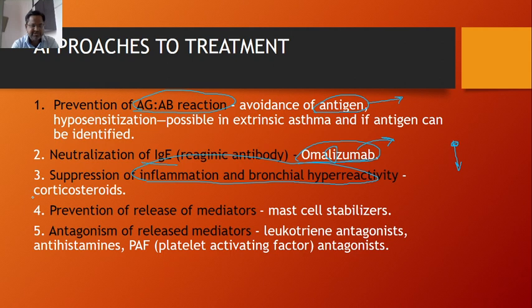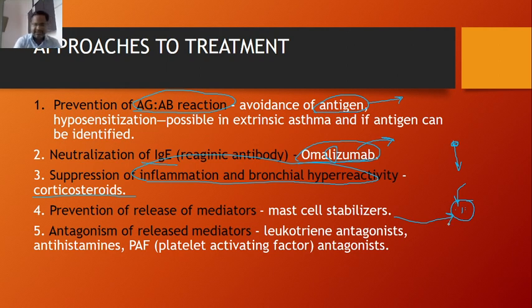So by the inhalation route you can use the glucocorticoid. Prevention and release: mast cell stabilizer. I have already told that the mast cell releases various inflammatory mediators. So just stabilize it. If the antigen binds, to stabilize this you can use, for prevention, a mast cell stabilizer drug.